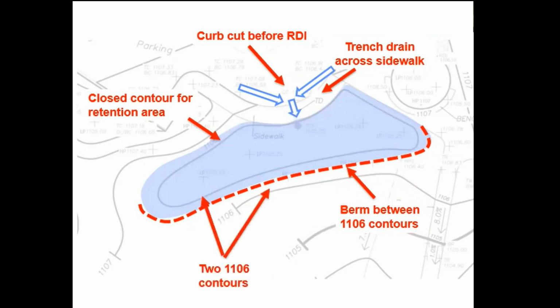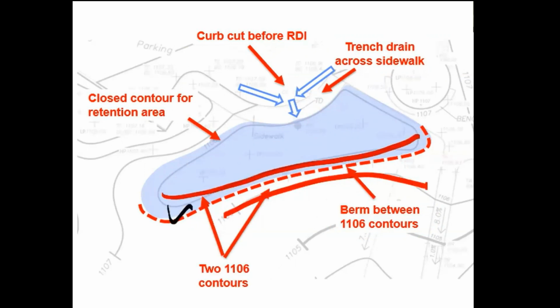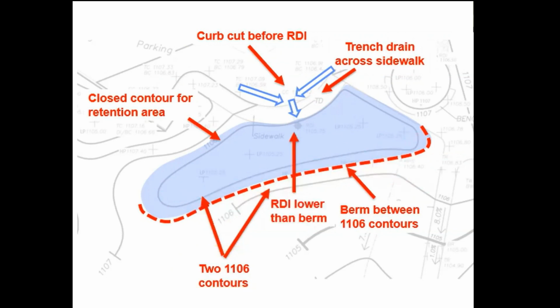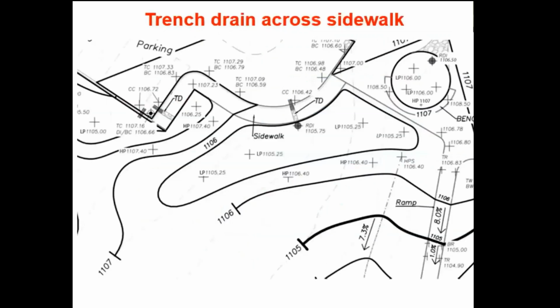And again, we have the two contours at the same elevation and the spot elevations that give us the berm in between. Both of these contours are at 1106. And of course, we have our raised drop inlet, or RDI. It has to be lower than the berm. And if I ask you how much lower, you know it's at least 0.5 below the berm.